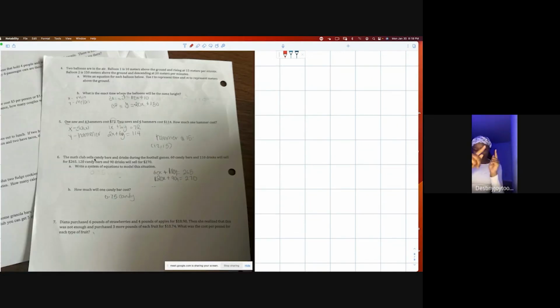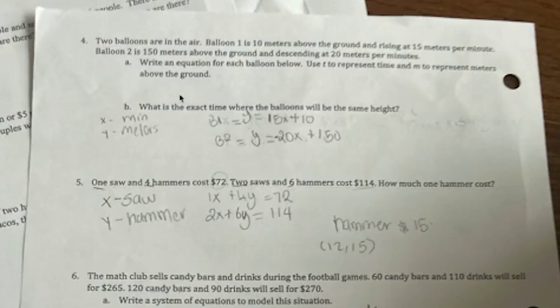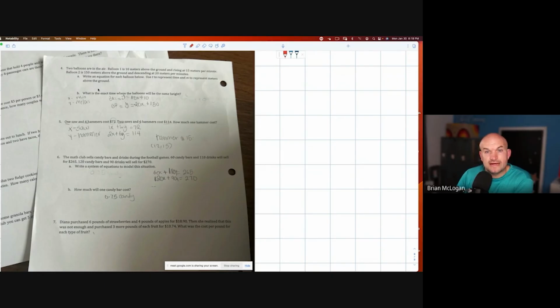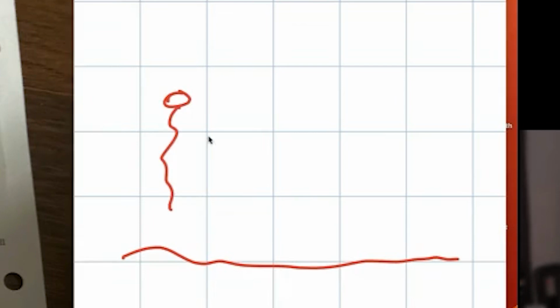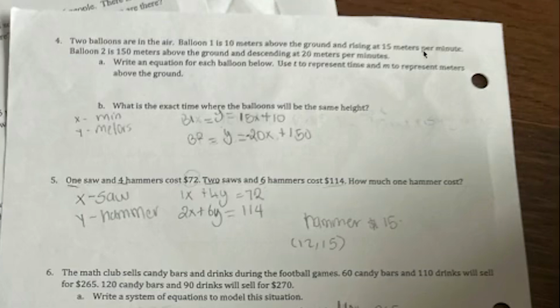The balloons. Yes, that was it. Okay, so 2 balloons are in the air. Balloon 1 is 10 meters above the ground. Sometimes, when you have something like this, I'd maybe even draw a little picture here. So there's one balloon, and it says it's 10 meters above ground. And then balloon number 1 is 10 meters above ground and rising at 15 meters per second.